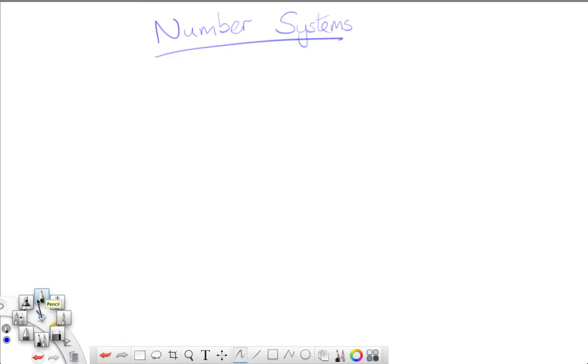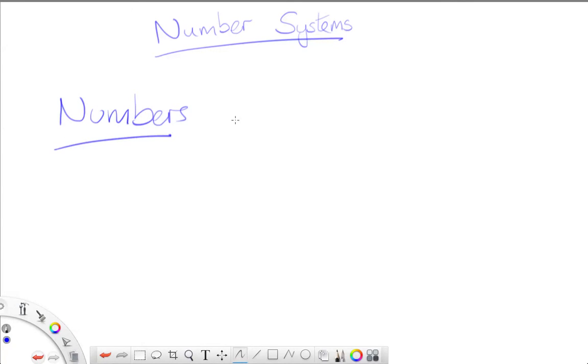So, first of all, we need to think about what numbers are and what we use them for. Hopefully, as you're taking computing, you're fairly numerate. You're quite good with numbers. You should have a B in maths, hopefully. So you should be quite good. Numbers, well, that's easy. Things like this. These are numbers.